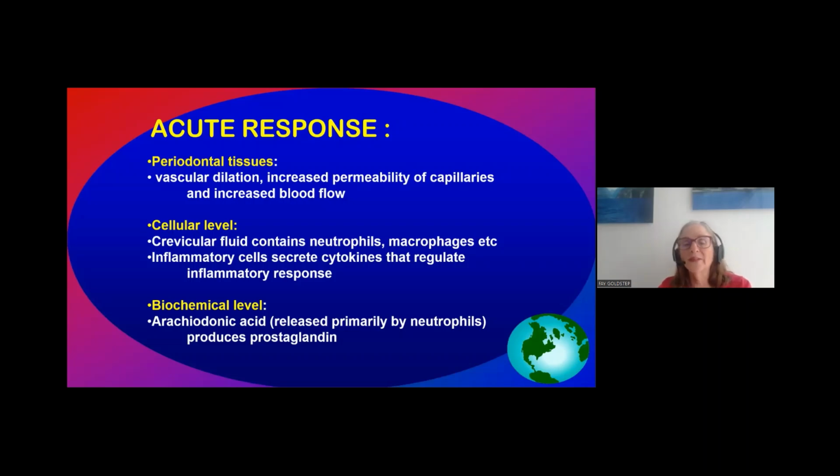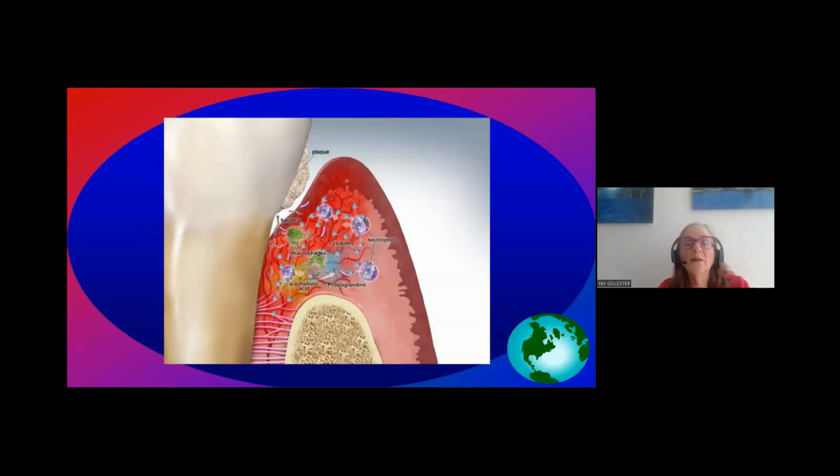Arachidonic acid is important because it produces prostaglandin, and we know prostaglandin can be a very negative response. It breaks down bone and connective tissue, so that is not a good thing. But initially, prostaglandin is not that effective and doesn't do all that much, which again should be stopped in its tracks. So here we've got the plaque and bacteria, and macrophages and neutrophils that are dispatched to the area, releasing the cytokines that are the regulators. The arachidonic acid here produces prostaglandin, but it's not as effective yet because it's not at a very heavy stage. Prostaglandin is there at a very low level.